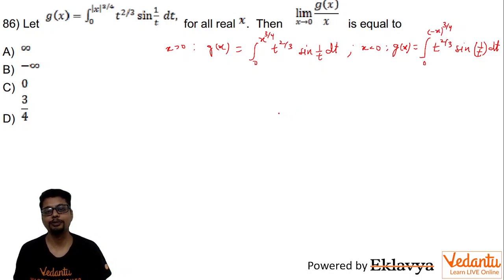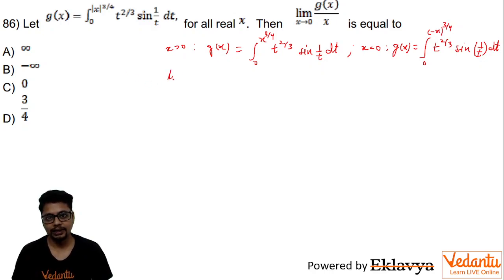We are discussing KVPY 2017 SX, and the question for this video is this. Let g of x be equal to the integral from 0 to mod x to the power 3 by 4 of t to the power 2 by 3 sine 1 by t dt, for all real x. Then the limit as x tends to 0 of g of x by x is equal to. So for x greater than 0 and x less than 0, g of x would be respectively this.